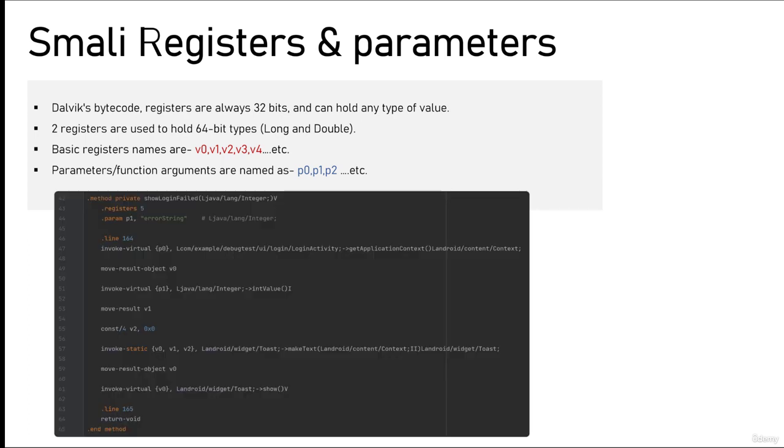With all being said, we still have one question. In the following picture, we see something weird. The showLoginFailed function has a declaration of 5 registers, and it gets only one argument, one parameter. In that case, we would expect that the argument will get the alias name P0 and not P1, as shown in the picture. The answer for that will be discussed in the next slide.